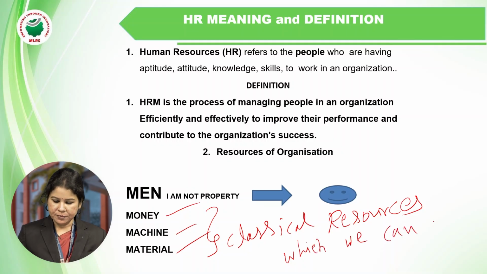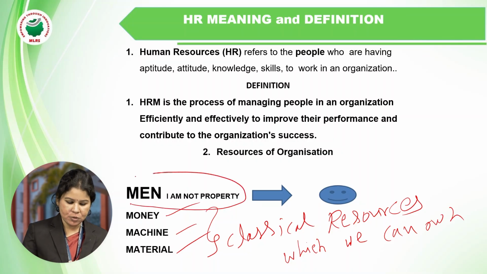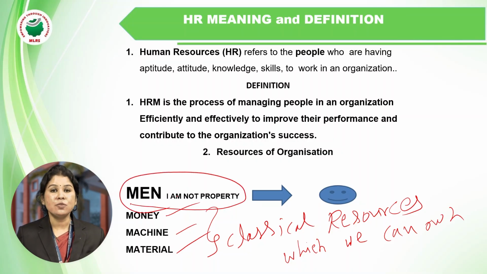But this particular resource which is called men, we can't own. The other resources are non-living things, whereas a human resource is a living thing, having emotions, beliefs and all, which is a very difficult task and a challenge to manage. So there we got the importance and need for emerging one particular management for human resources management.